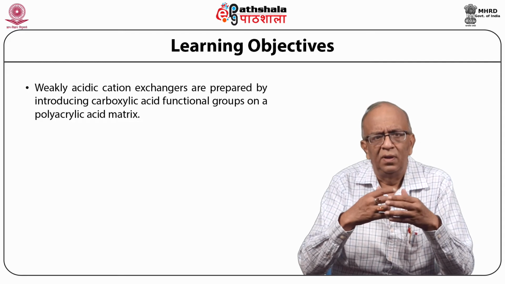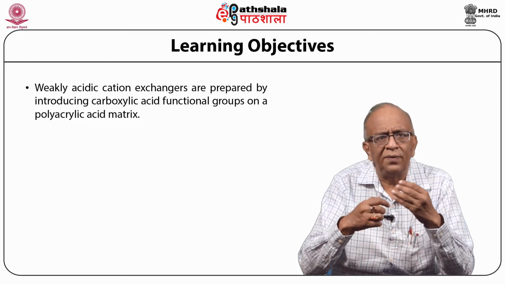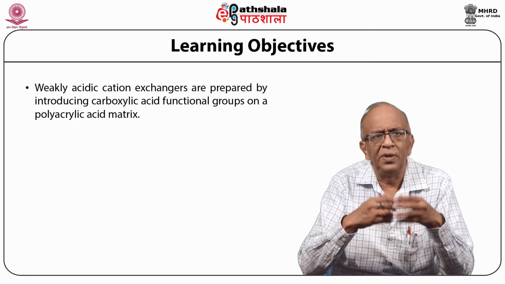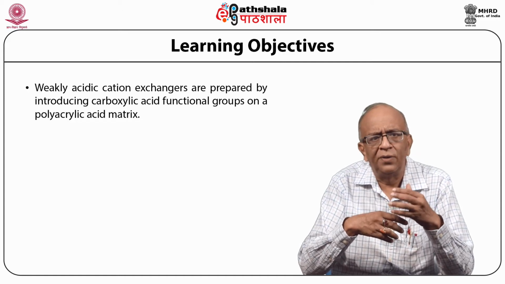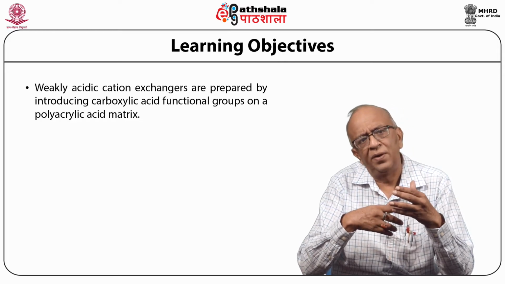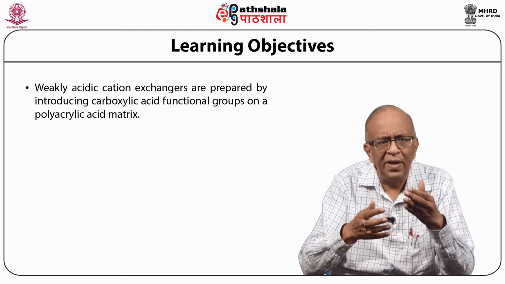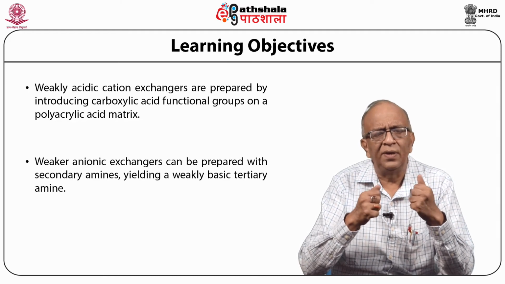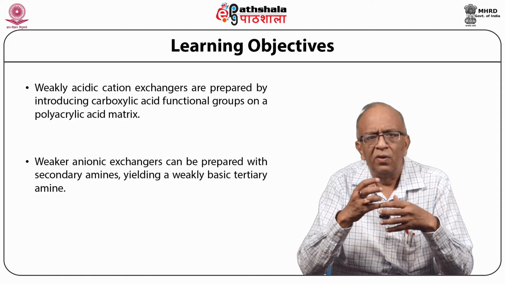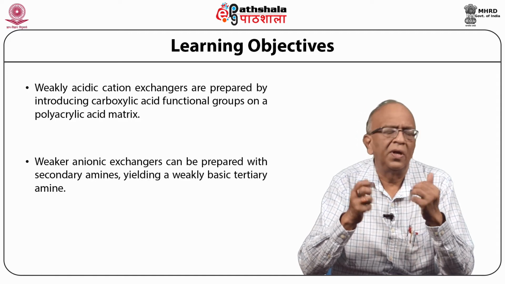Weakly acidic cation exchangers are prepared by introducing carboxylic acid functional group on a polyacrylic acid matrix. On the other hand, weaker anion exchangers can be prepared with secondary amines yielding a weakly basic tertiary amine.